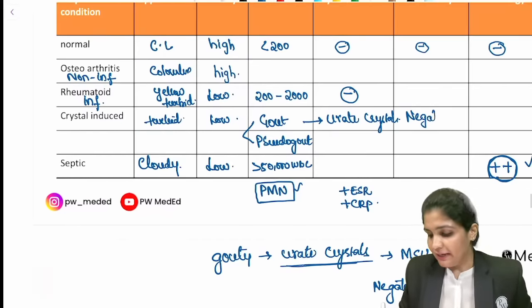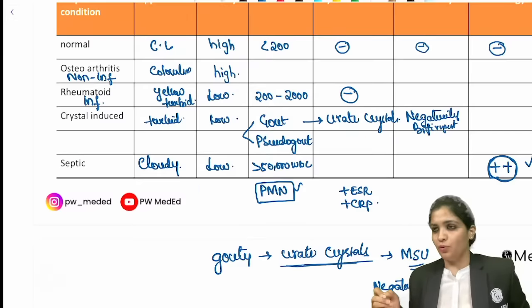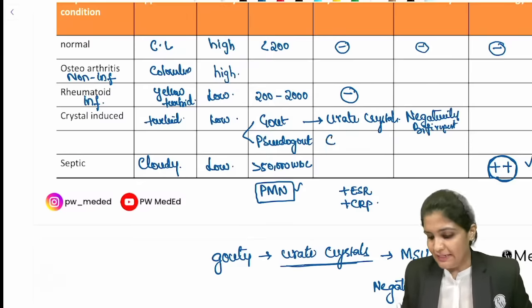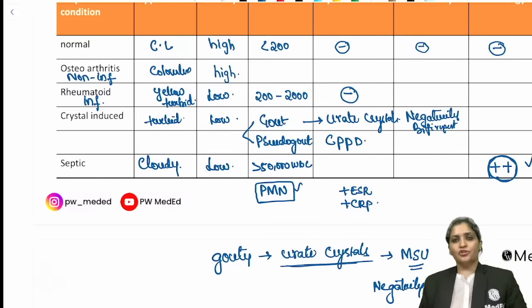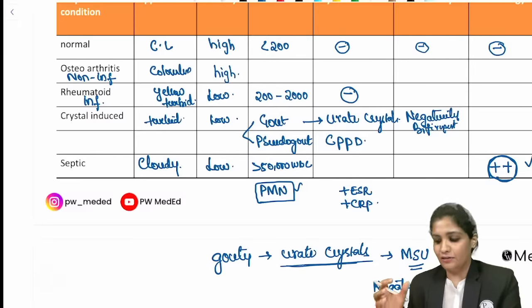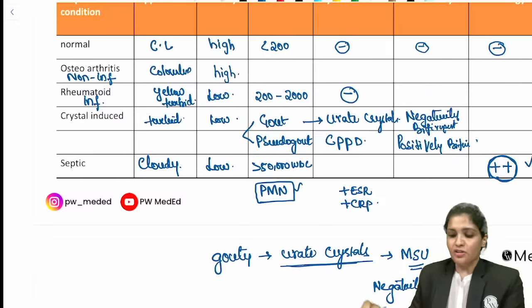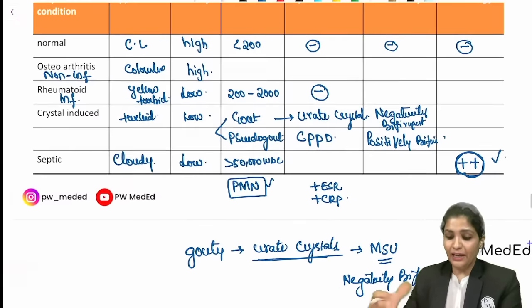Green color, which are negatively birefringent, is your urate crystal. So monosodium urate crystals. And then this is CPPD, the deposition of calcium pyrophosphate crystals in the joint, and these are positively birefringent, right? So this is your synovial fluid analysis.